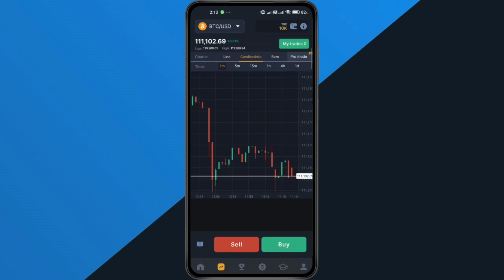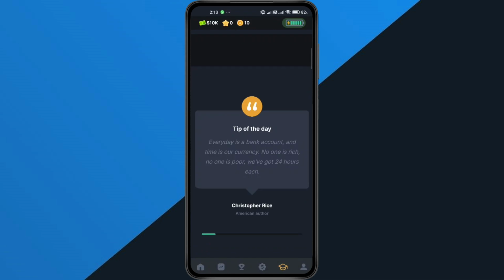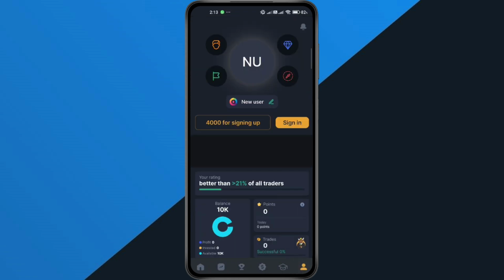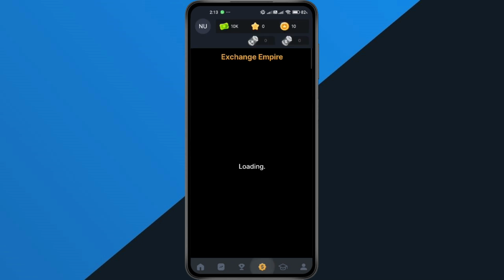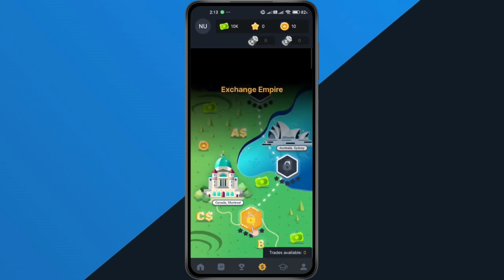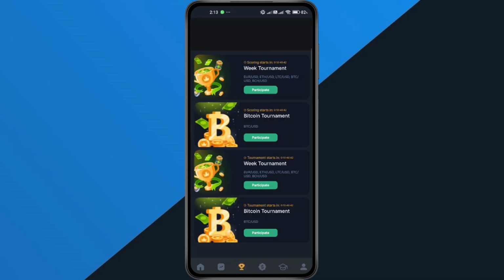So to wrap it up, Forex Royale is an excellent way to practice crypto trading without putting your own money on the line. But remember, the earnings you see are just virtual. There's no option to withdraw them in real life.